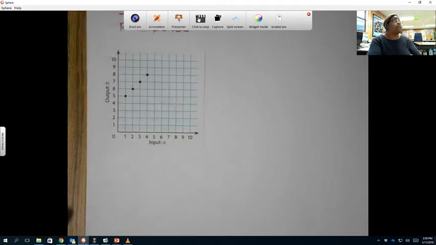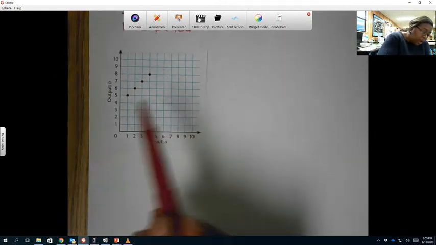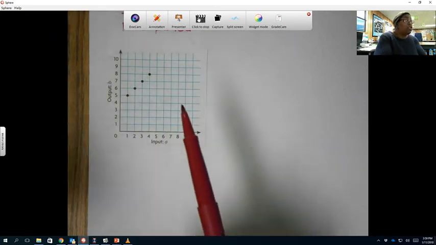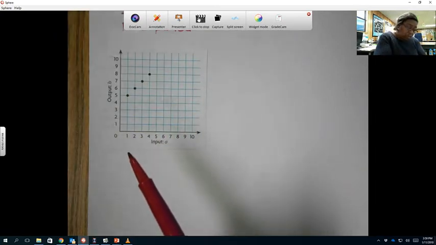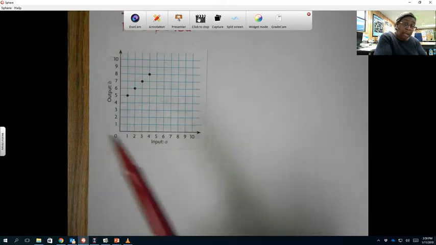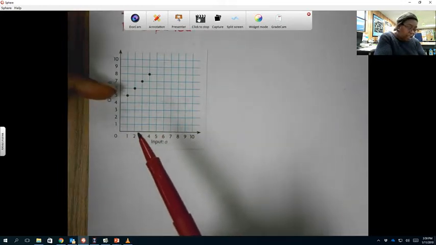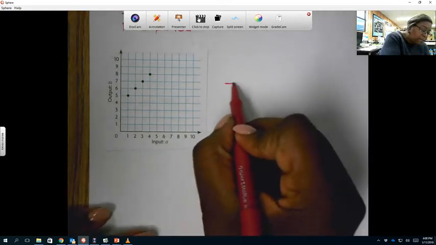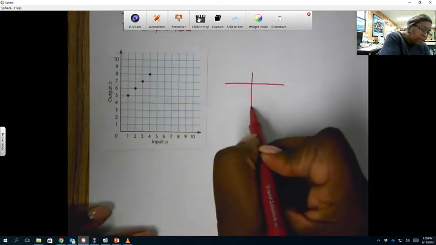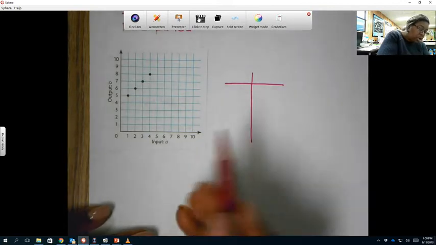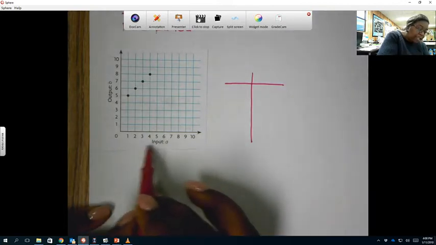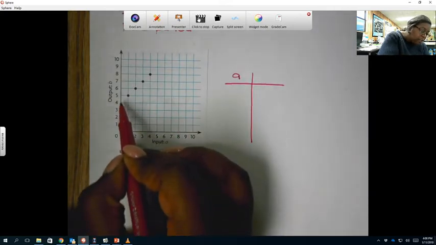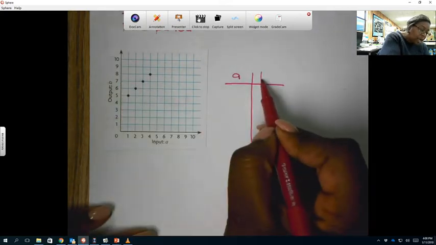Okay? So we then have another graph here with an input and an output. So in order to find the rule, we're going to first make an input-output table by locating and naming each point. Start by making your T-chart. Your input, which is your x-axis, goes on the left. Your output, which is the y-axis, goes on the right.